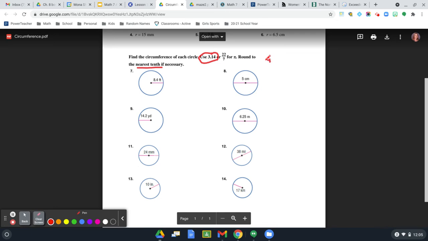And here's the formula again. C equals pi, which you're going to use 3.14, times diameter. And the back side, the same thing.